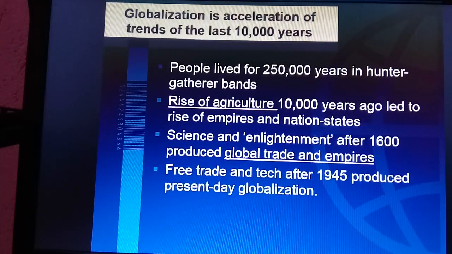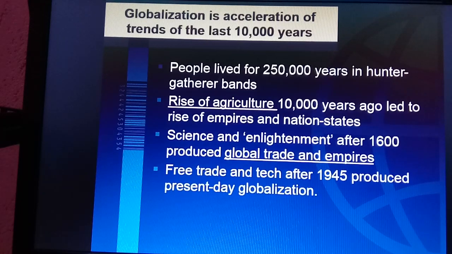Globalization is the acceleration of trends of the last 10,000 years. So if we ask ourselves, is globalization new or old? With this discussion, it gives us the idea that globalization is old. It may not have been called globalization before, but it has been there a long time. People lived for 250,000 years in hunter-gatherer bands. These were the nomadic societies, no?